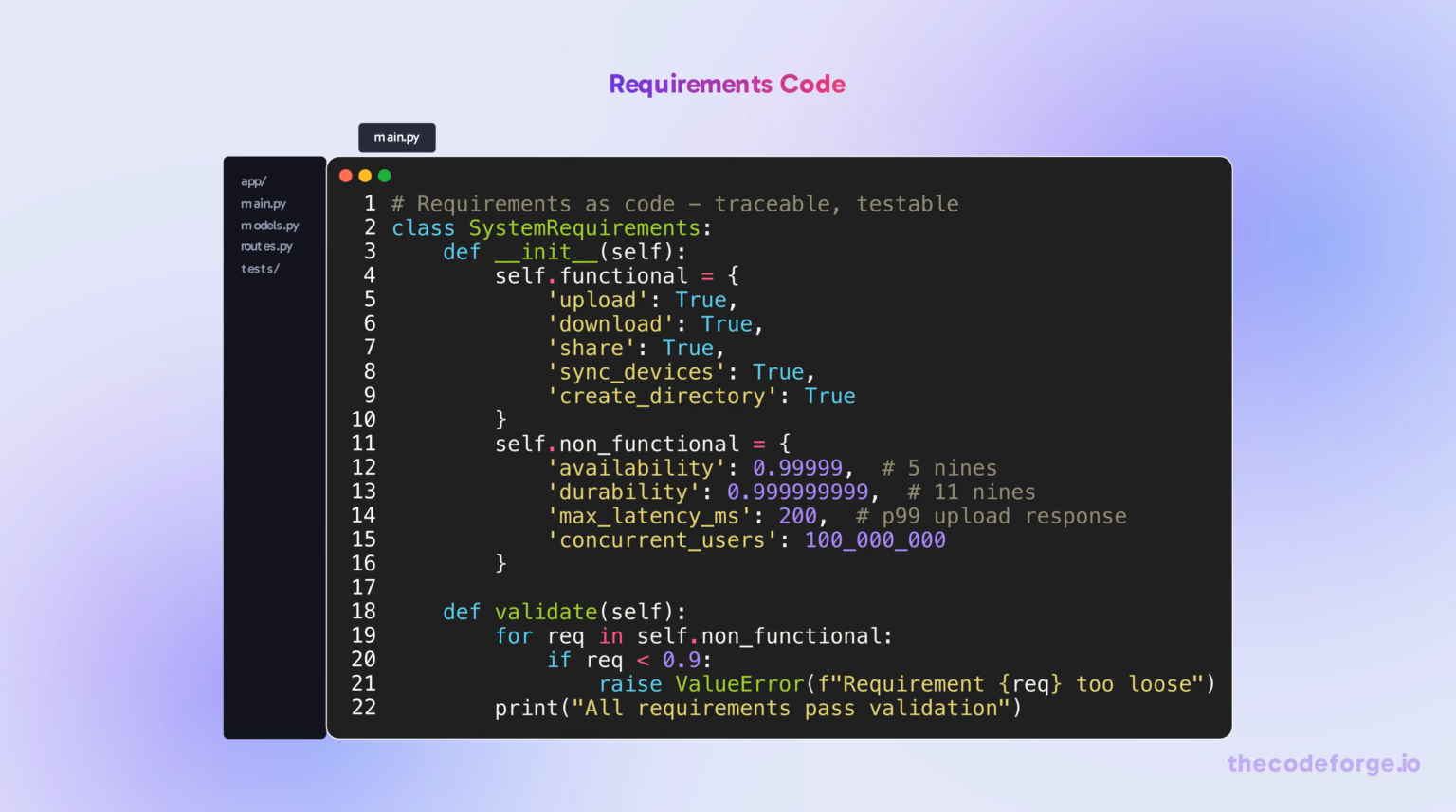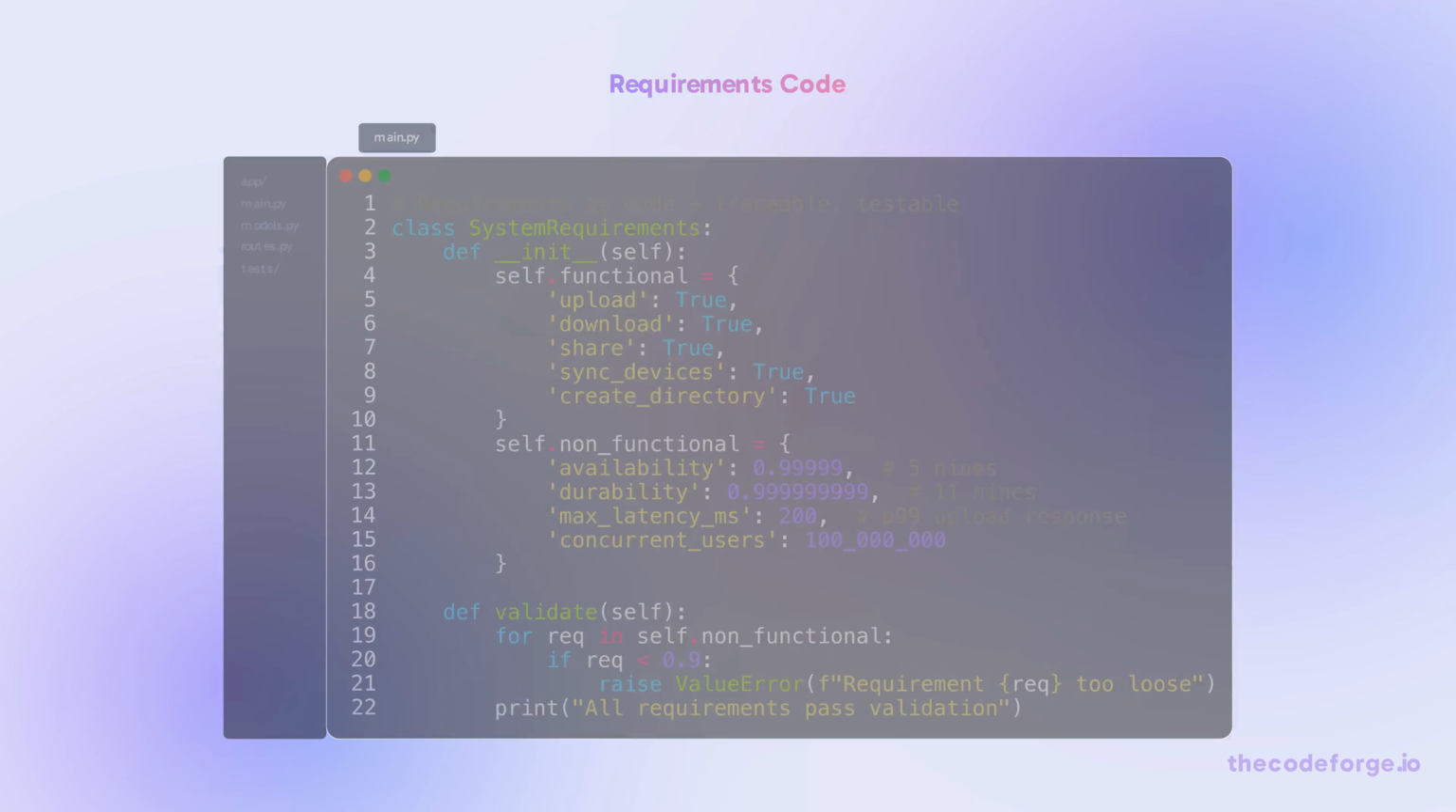This Python class encodes system requirements as code. It defines functional and non-functional requirements and validates them. This makes requirements traceable and testable, preventing fuzzy specifications that lead to production incidents.